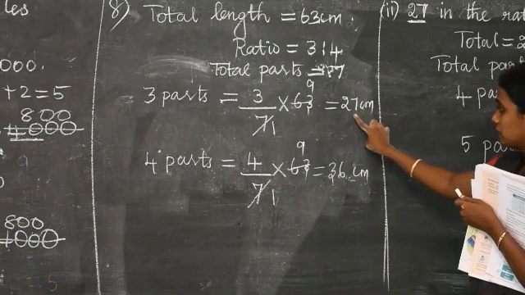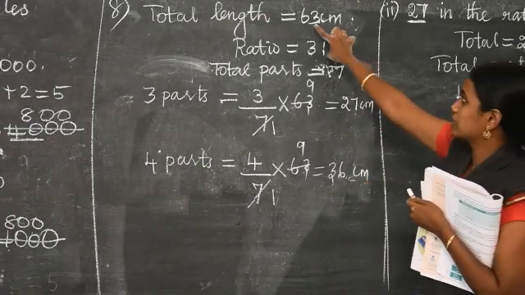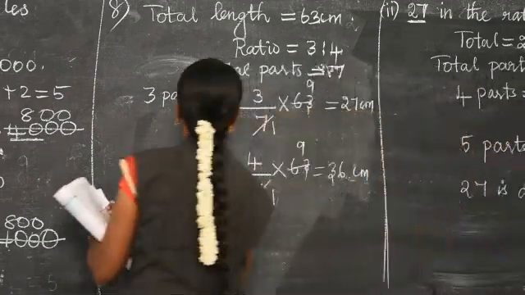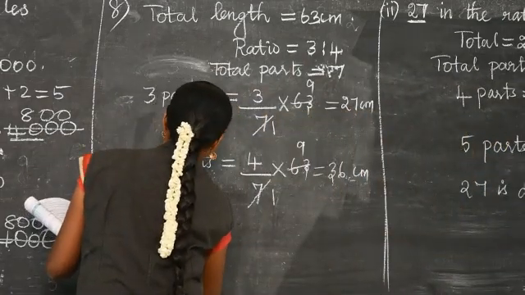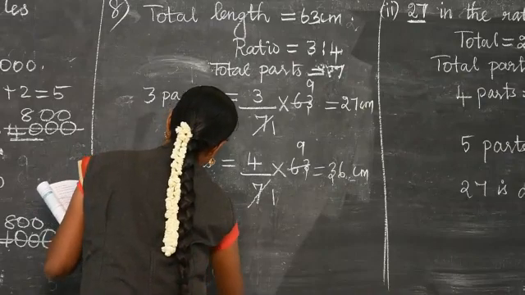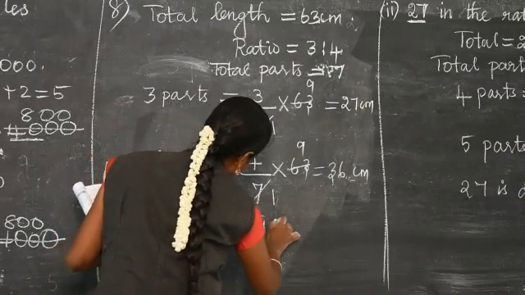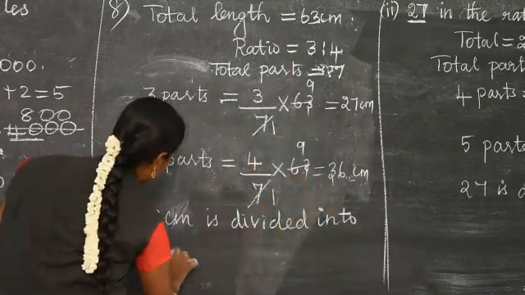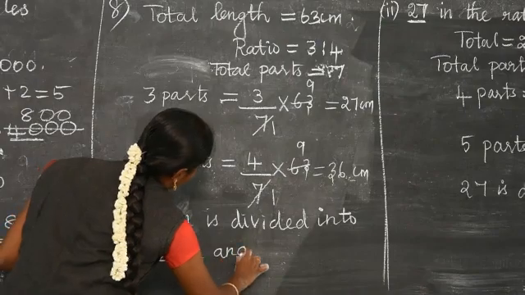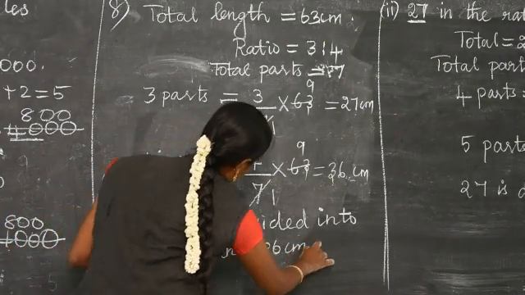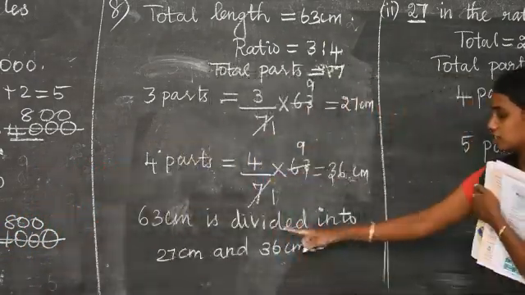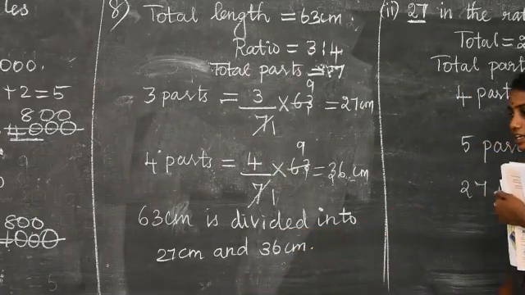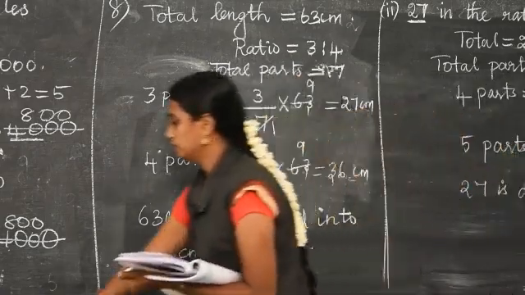Now add 27 plus 36. You will get the answer 63. So your answer is correct. So 63 centimeter is divided into 27 centimeter and 36 centimeter. So our answer is correct. Next problem.